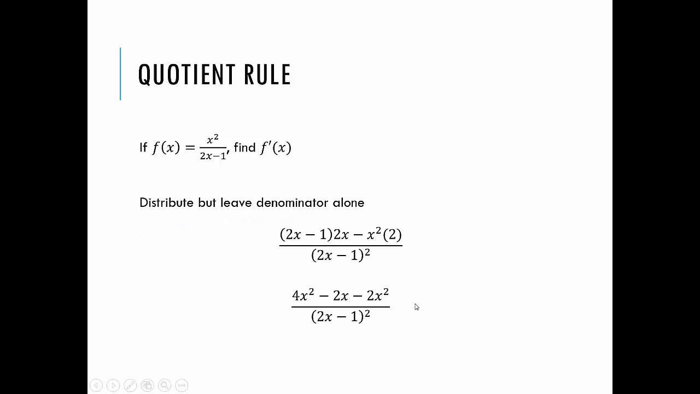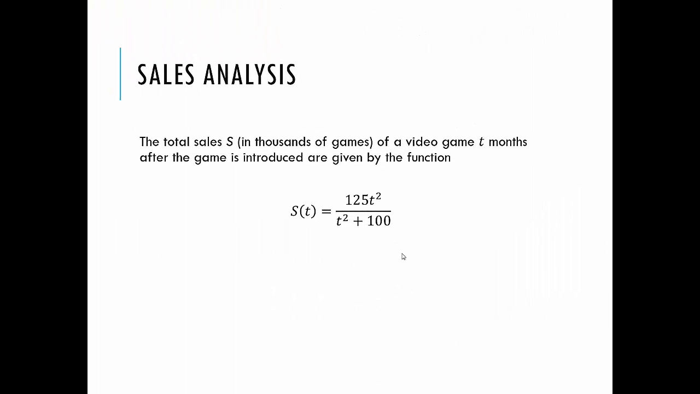And now I can multiply things out and see if I can make this look a little bit better. I can collect some like terms. And I could factor out a 2, but I'm going to see that there's nothing that's going to cancel, so it actually wouldn't do me any good to factor anything out. Let's see one of these quotient rules in action.